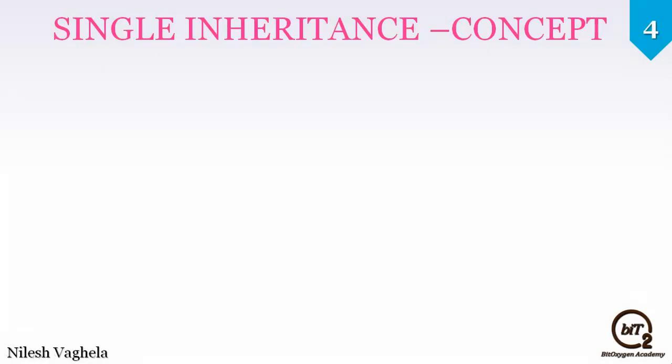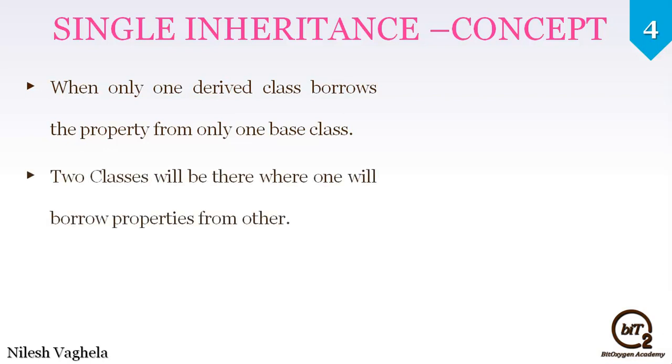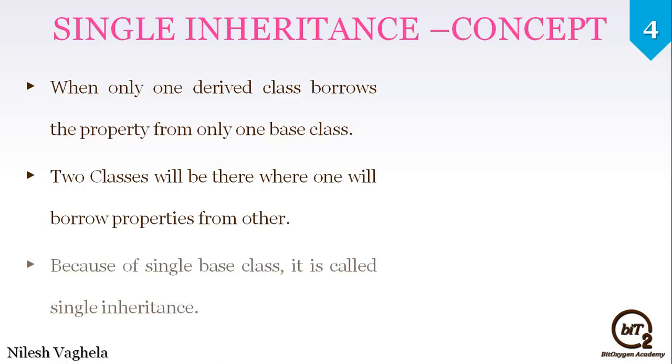So now you must be thinking what is single inheritance, and some of you might already have an idea. If we are having only one derived class which borrows the property from only one base class, then that is known as single inheritance. So there will be two classes where one class will borrow the property from the other class. As we are having only one base class, it is called single inheritance.